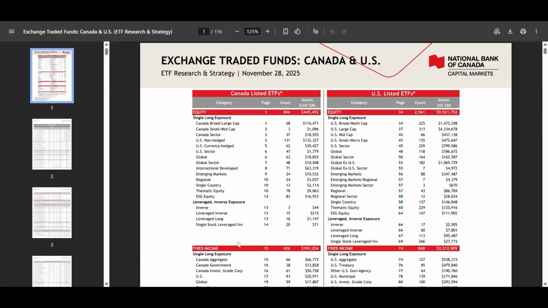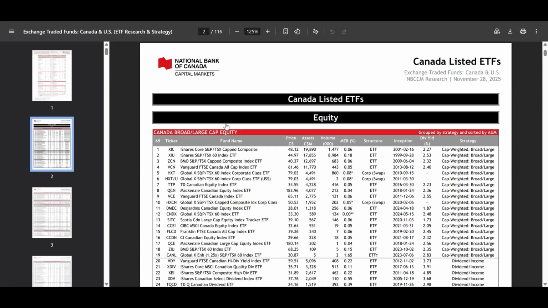Let's say you were looking for Canadian ETFs that are focused on large cap companies. You can take a look at the ticker symbols that are suggested, as well as the name of the company, the estimated assets under management, but most importantly, on the right-hand side, the type of strategy that these ETFs apply.